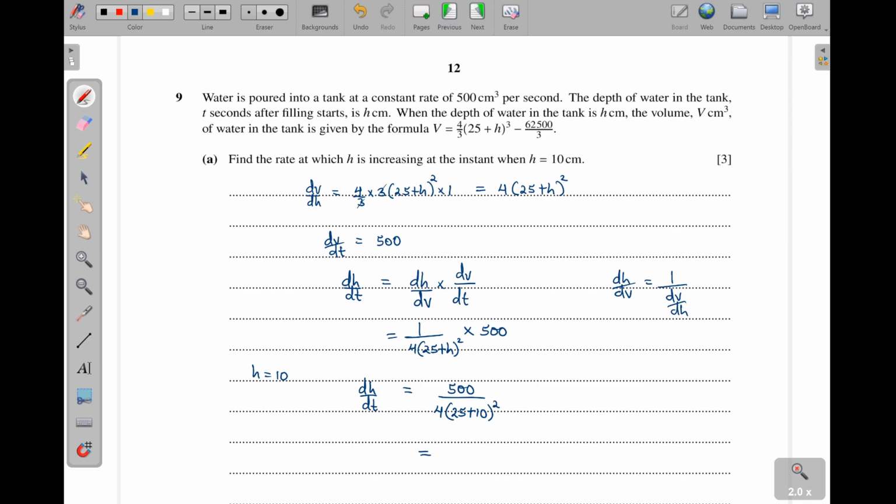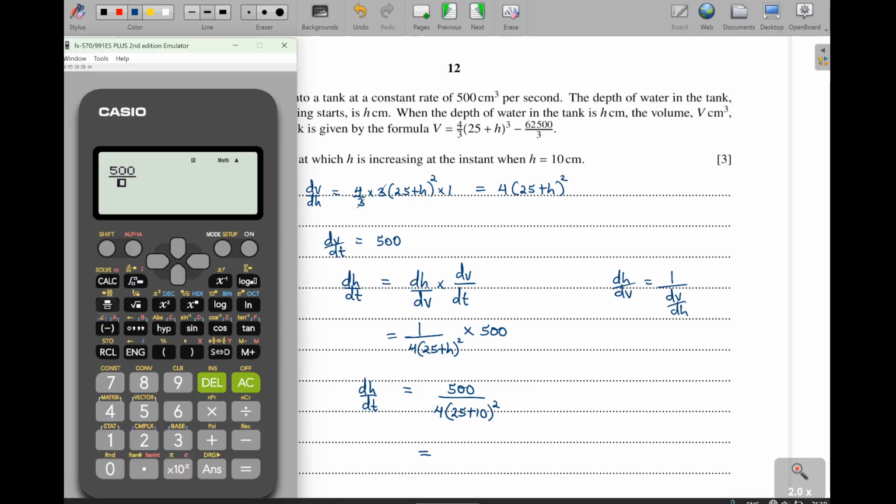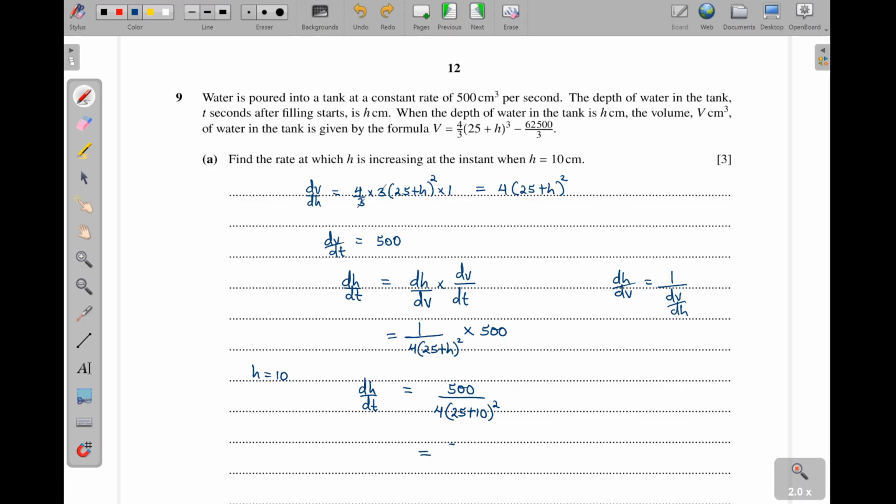So what do we get altogether? 500 we divide by 4 into 35 squared. Okay, that will be 5 over 49. 5 out of 49. As simple as that.